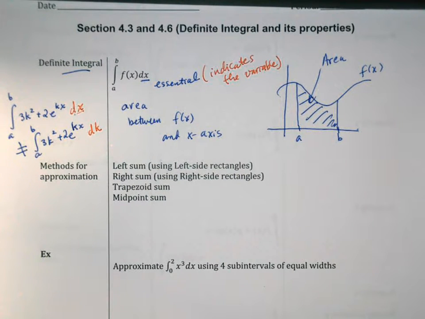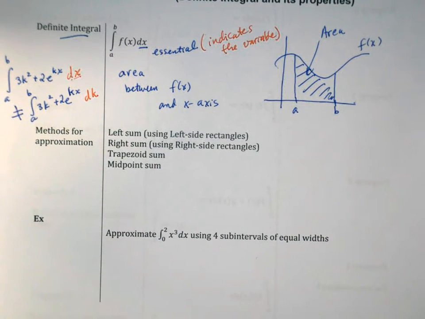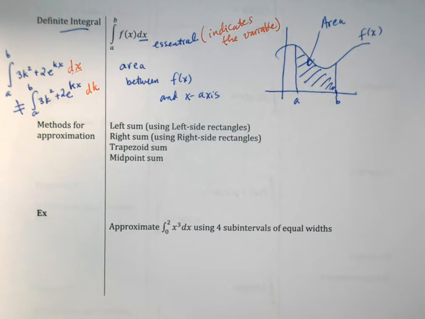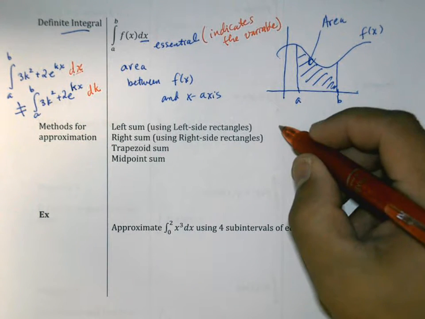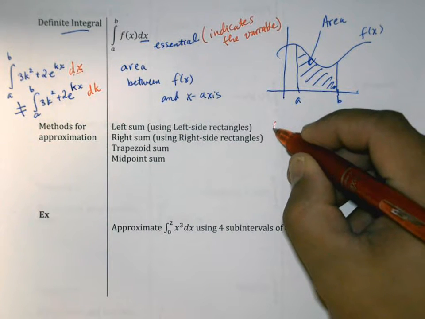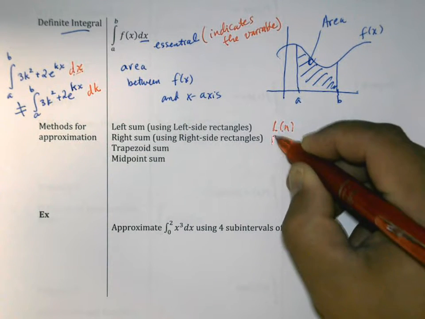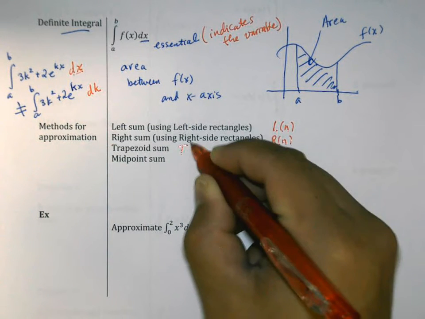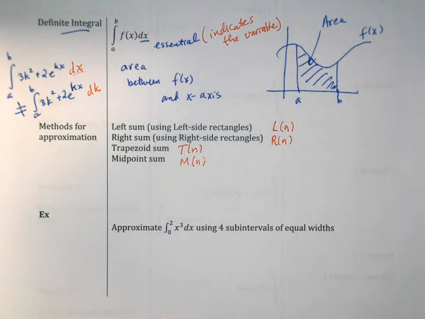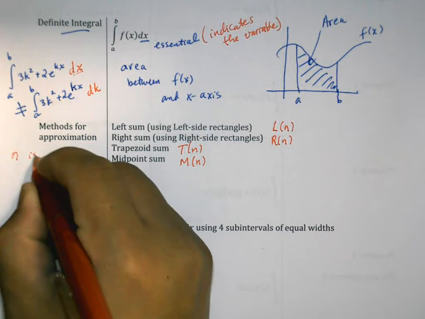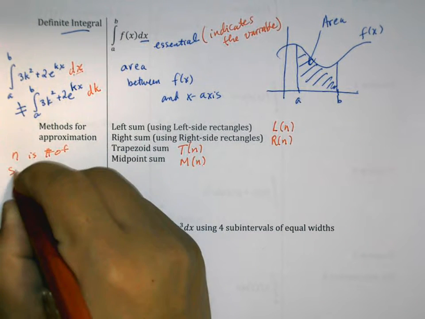So, like I said before, in this lesson, we're going to focus on approximation methods. We'll deal with the exact answers a little bit later. And the approximation methods here, there's basically 4 of them. The left sum using left side rectangles, the right sum, the trapezoid sum, and the midpoint sum. And just a little bit of notation here. We usually write this as L of n, R of n, T of n, and M, big M of little n, okay, where n is the number of subintervals.